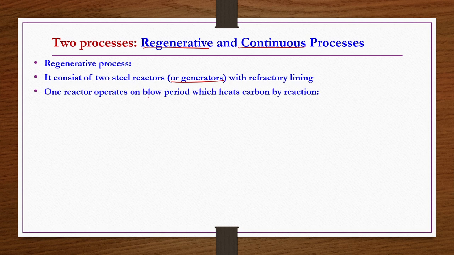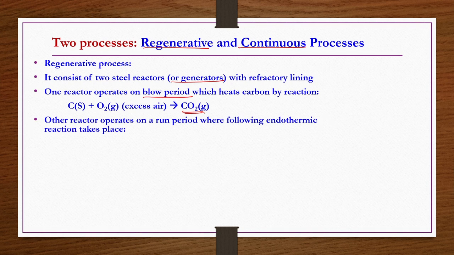One reactor operates on the blow period, which heats the carbon by the reaction C(s) plus O2(g); with excess air you get CO2. This reaction occurs in one generator or reactor. The other reactor operates on a run period, where an endothermic reaction takes place. We have already seen this reaction is exothermic when we discussed the chemical reactions a few slides before.